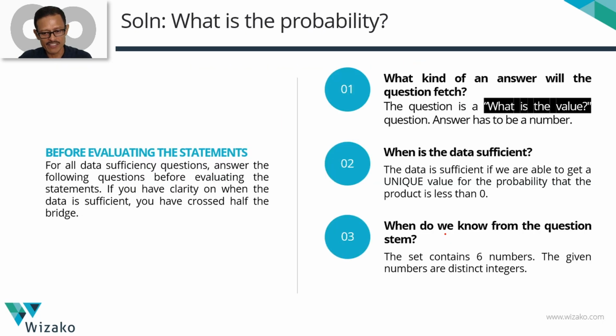Let's ask the customary questions. What kind of an answer will this question fetch? This is the probability question, so the answer to this question has to be a number. Second question, when is the data sufficient? The operative word is unique. If you get a unique value for the probability, then the data is sufficient.